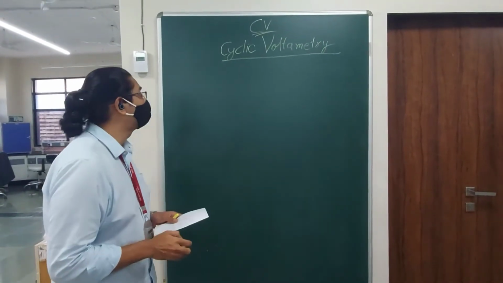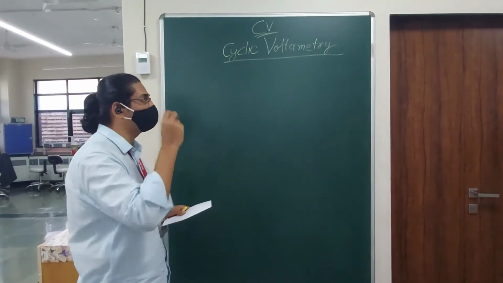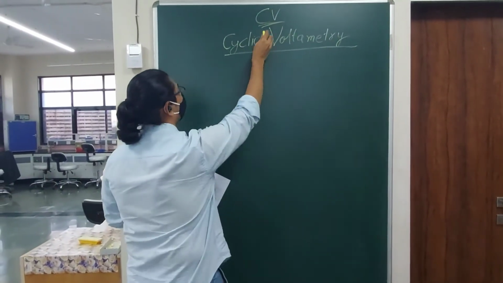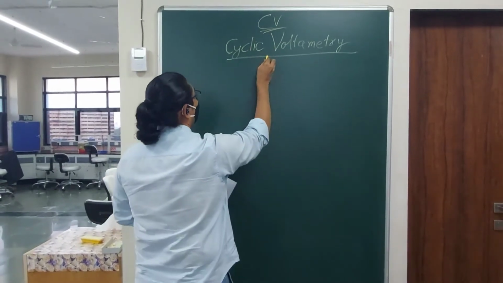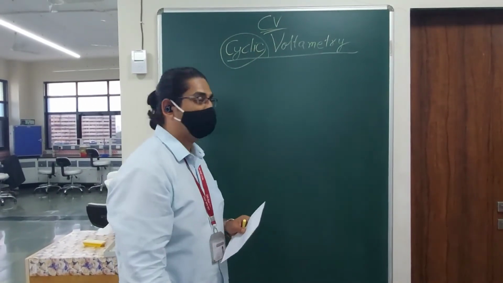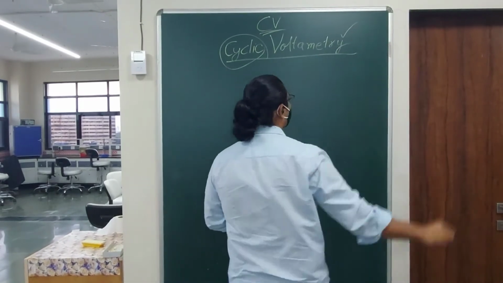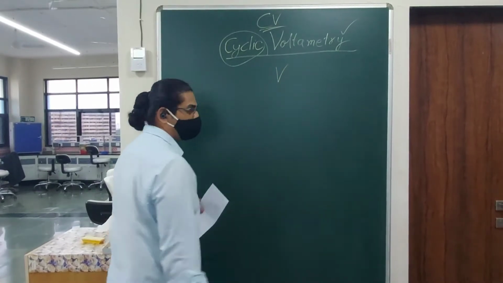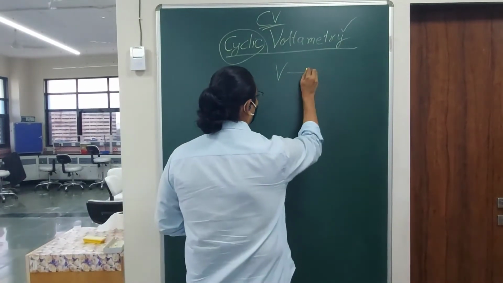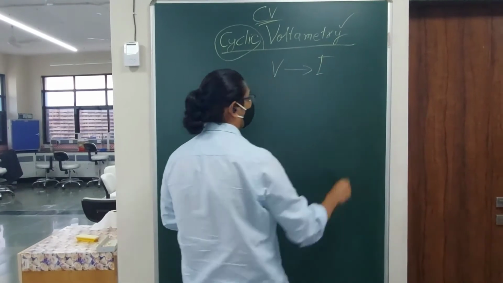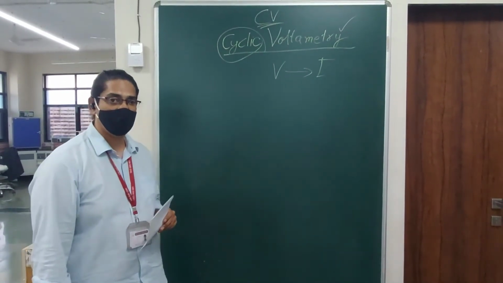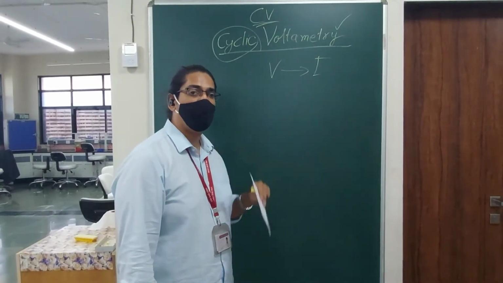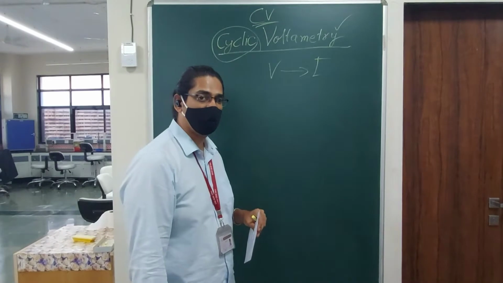Alright, so this is yet another experiment. What we are going to do today is cyclic voltammetry, or CV. Let's worry about the cyclic part later, but let's try to see what voltammetry is. In very simplistic terms, you change potential and see what it does to the current of the solution. You apply a potential difference, a voltage, and see what changes happen to the current, right.